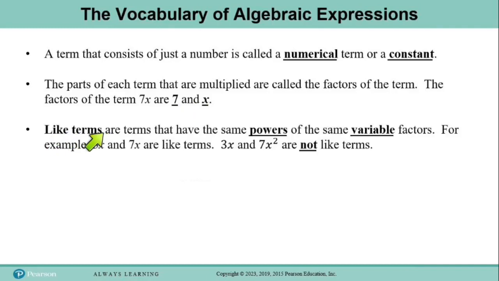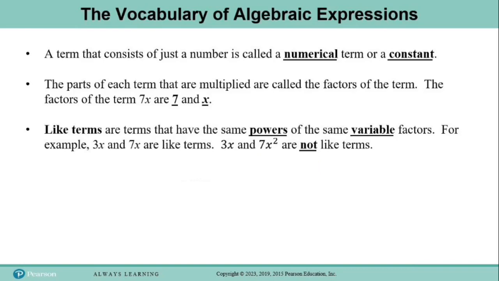Now, like terms are terms that have the same powers of the same variable factors. For example, 3x and 7x are like terms, but 3x and 7x squared are not like terms because even though they both have the variable x, this term has a different power of x than this term. So they are not like terms.